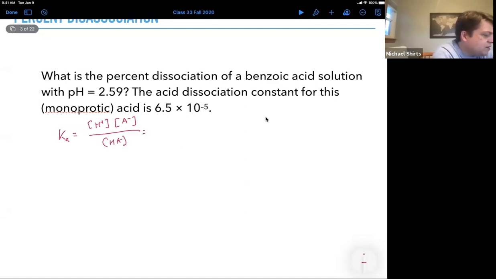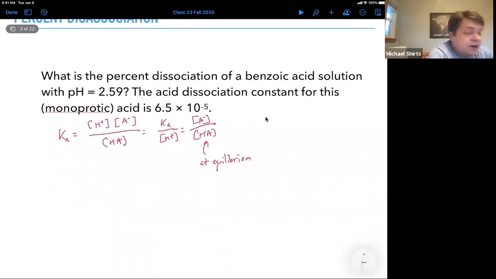Let's rearrange this a little so we divide both sides by H plus. So Ka divided by H plus would be A minus divided by HA. So the percent dissociation is the initial amount. Now, the concentration of HA here is the concentration at equilibrium. We wanted the amount with the initial acid, but if it's a relatively weak acid, then the initial amount and the amount at equilibrium are about the same. So let's assume it's a weak acid. Let's see what happens when we do that.